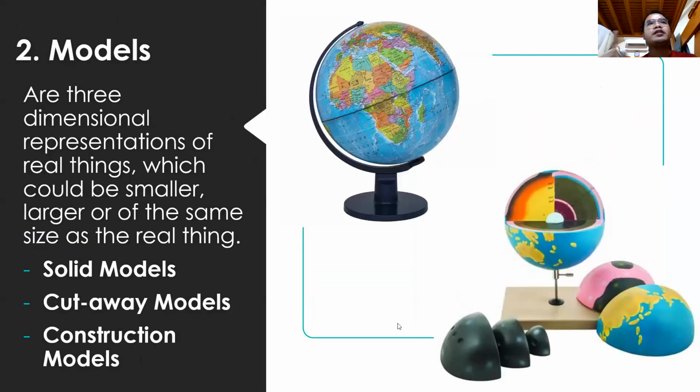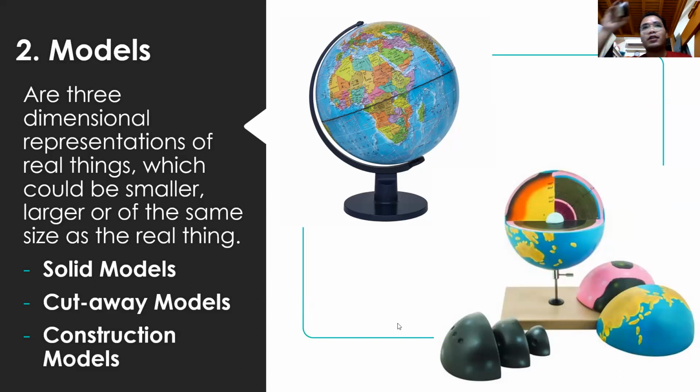Okay? The second one is models. So models are representations of reality. They are three-dimensional as opposed to two-dimensional objects. Okay, say for example, a map is a two-dimensional object, while a globe is a three-dimensional object. So magkaiba, di ba? A map is two-dimensional. A globe is three-dimensional, right? Okay, so magkaiba yung dalawang yun.